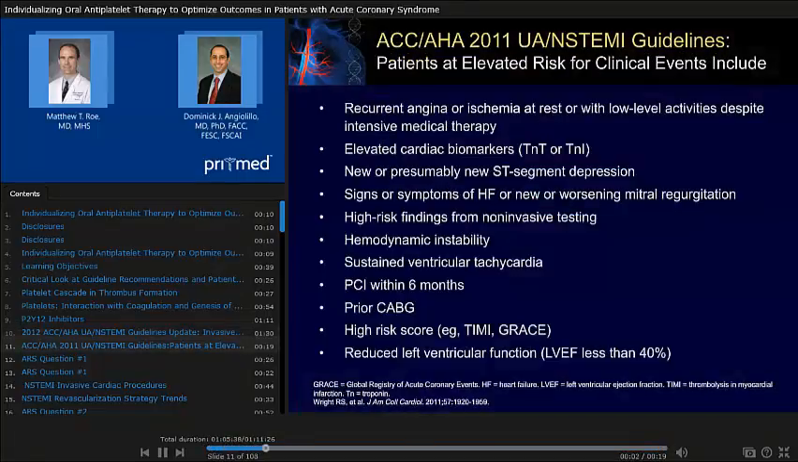So these are the different things that determine risk that I mentioned. Other things: heart failure, sustained arrhythmias, a high risk score such as the TIMI risk score, the GRACE risk score, which integrates many factors, or known reduced LV function.